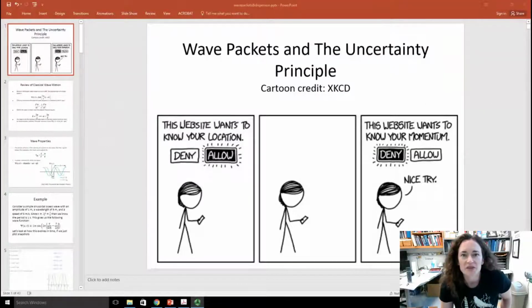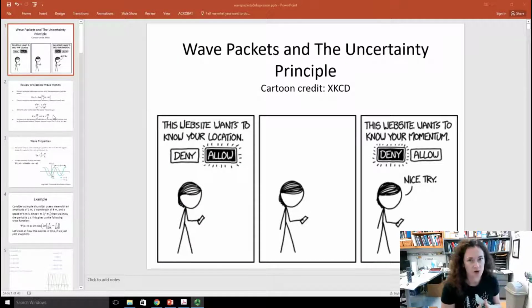Hi. So in the next two lectures on wave packets and the uncertainty principle, the goal is that, if you don't already, you'll understand this XKCD cartoon, which is excellent. By the way, if you're not a fan of XKCD, I highly recommend you checking it out. It's really super funny.